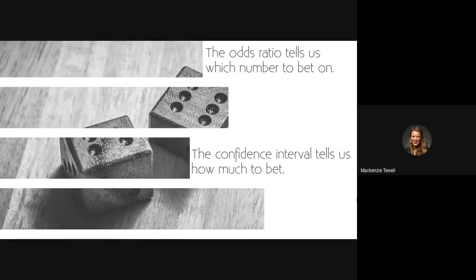Another way to think of this is to use a gambling analogy. The odds ratio tells us which number to bet on. The confidence interval tells us how much money to bet. You would want to bet more on a narrow, more reliable confidence interval than a wider, less reliable confidence interval.